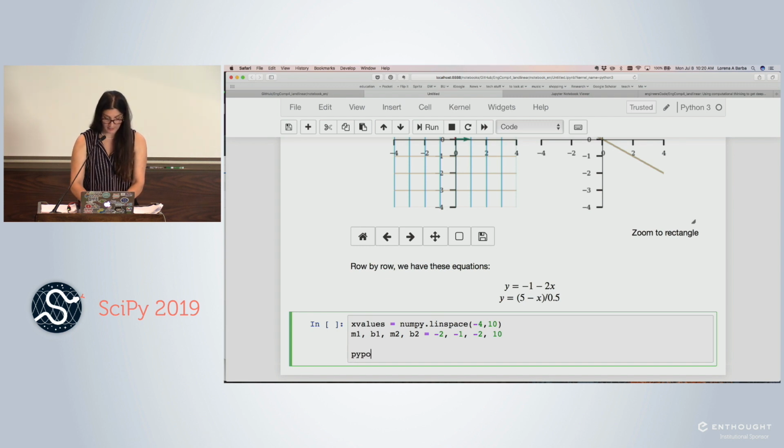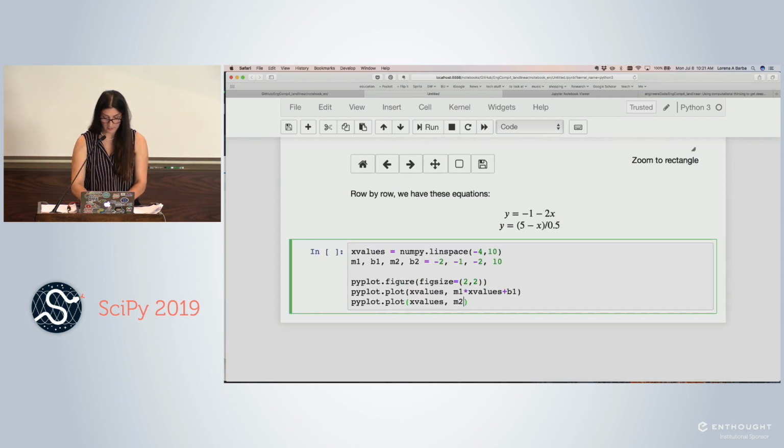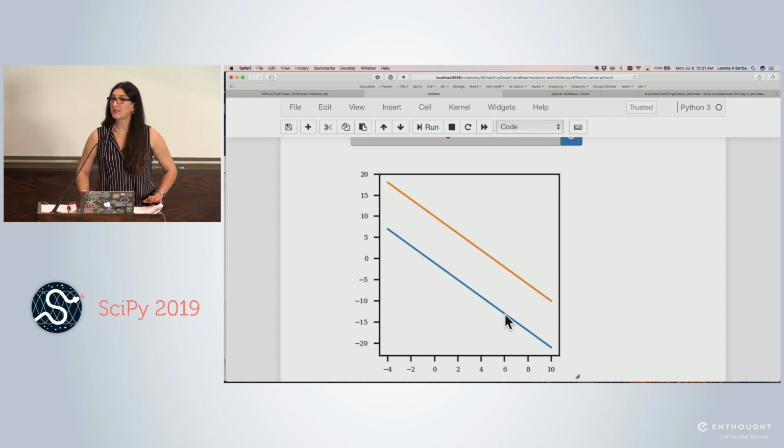So let's do a pyplot.figure. Let's do figsize again, square figure. Let's do pyplot.plot with the first line. So we're going to do x values for the first array. For the second array, we're going to do the first line, so m1 times x values plus b1. That's our first line. Then pyplot.plot x values, m2 times x values plus b2. And that should be it. And that is what we obtain.